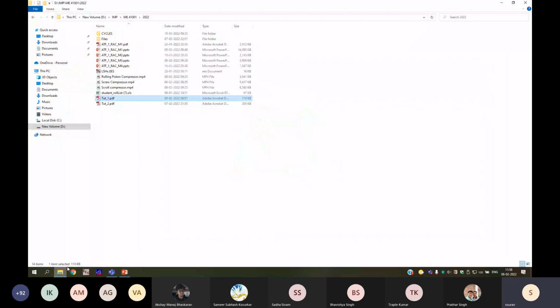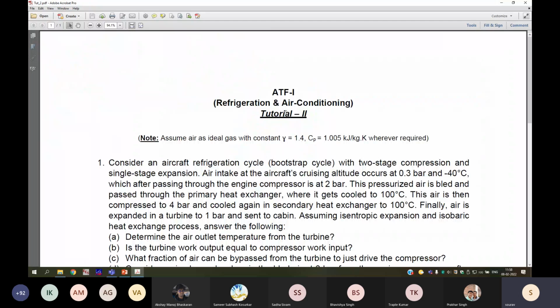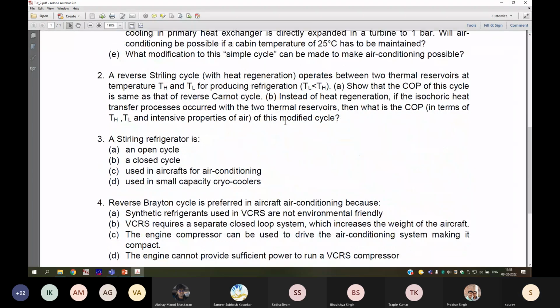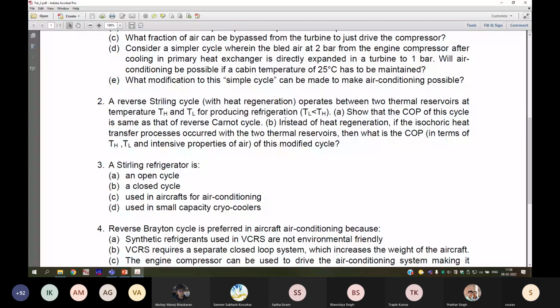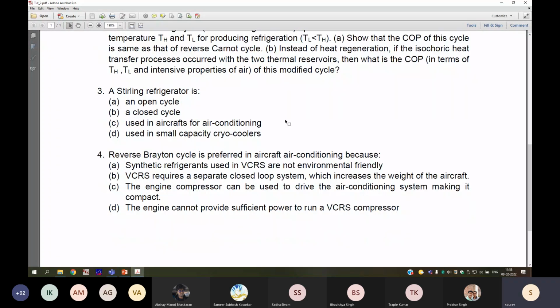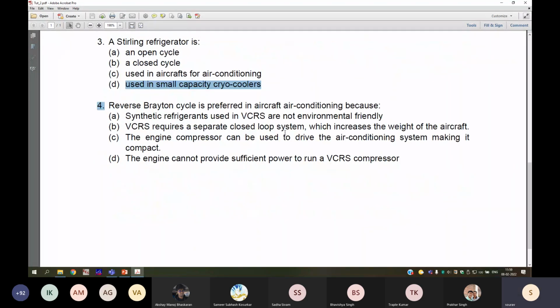There is another tutorial which I have given. This is for the air cycle, I think very few problems. So question number 3: a Stirling refrigerator is an open cycle, closed cycle used in aircrafts. So we know it is a closed cycle and used in small capacity car coolers. B and D.